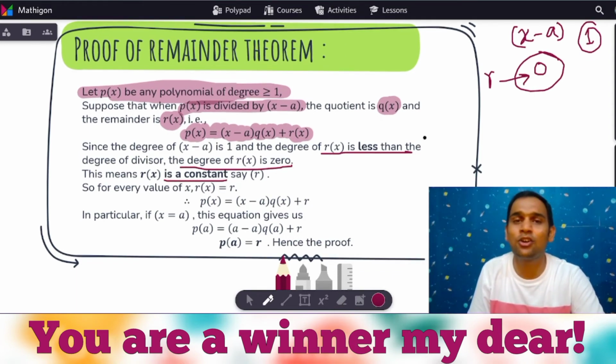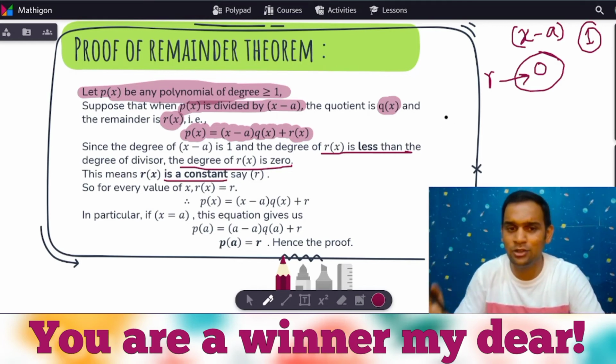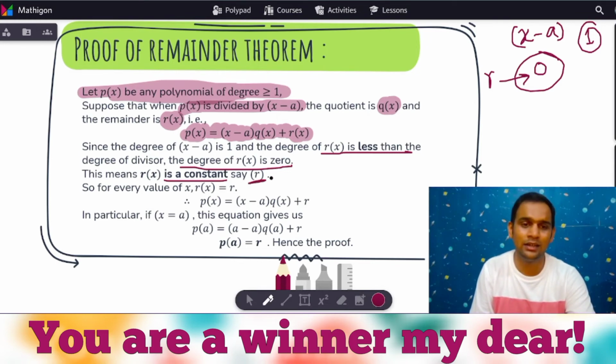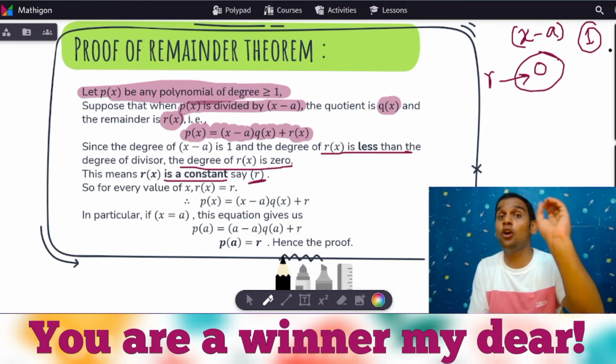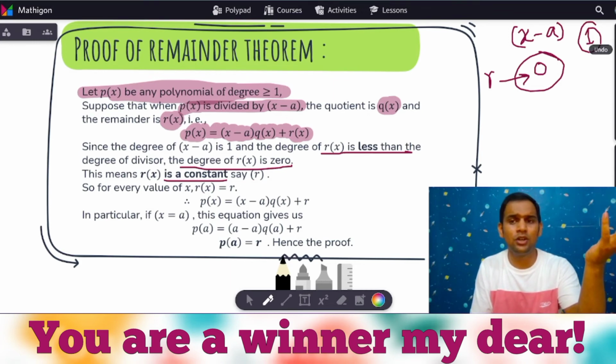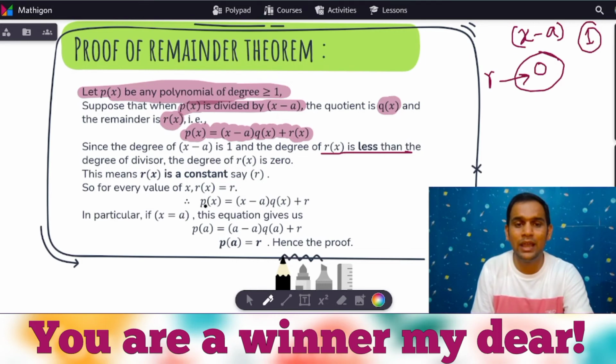Since it's a constant polynomial, it does not depend on the value of x. We will represent it by r. So the remainder r of x is nothing but r. For every value of x, r of x equals r, because whatever the value of x may be, r is never going to change, since a constant polynomial does not depend on the variable. So therefore, we have P of x equals x minus a times q of x plus r.